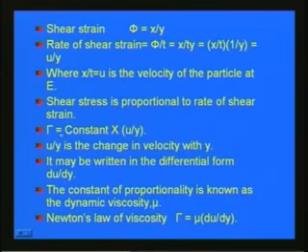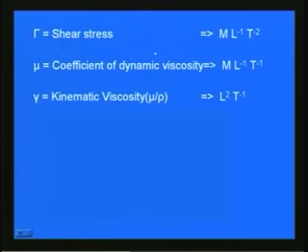So, finally we can write shear stress is equal to a constant multiplied by the shear strain u by y, where u by y is the change in velocity with y. So, we finally get Newton's law of viscosity, which is expressed as tau is equal to mu into du by dy. The unit of shear stress is M L to the power minus 1 T to the power minus 2, and the unit of the coefficient of dynamic viscosity is M L to the power minus 1 T to the power minus 1, expressed in poise in the SI system.